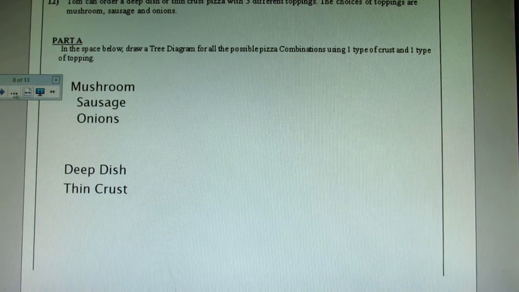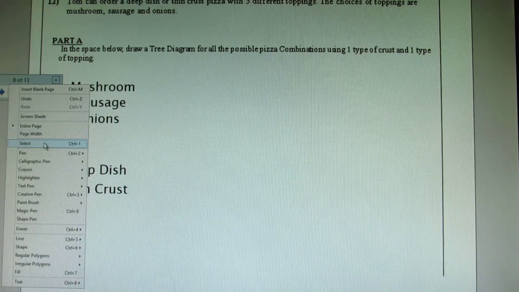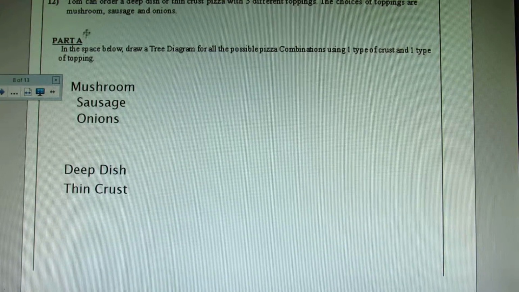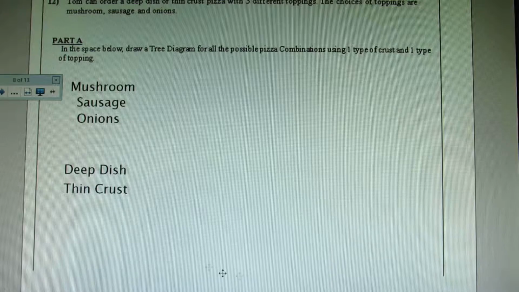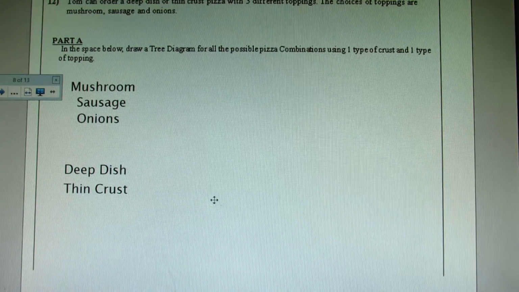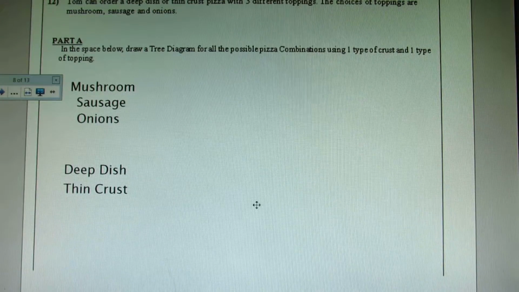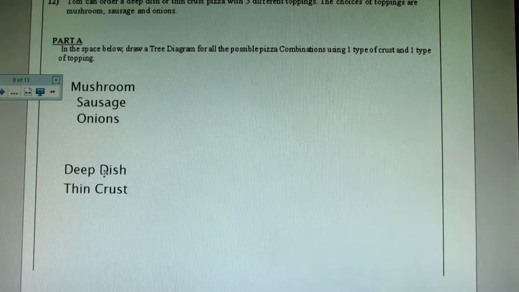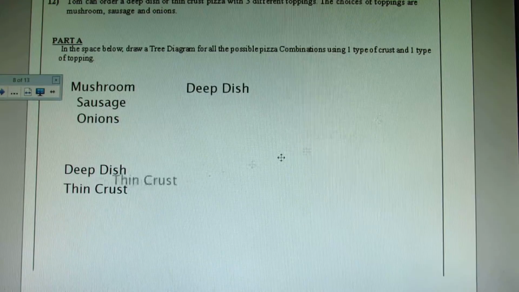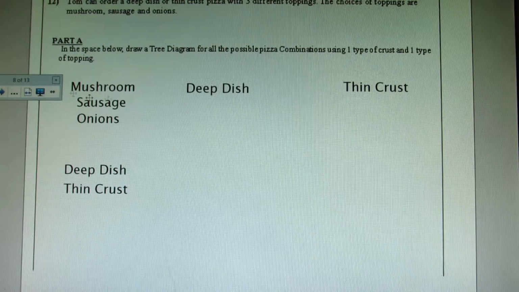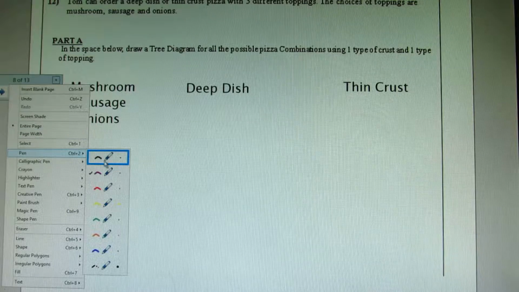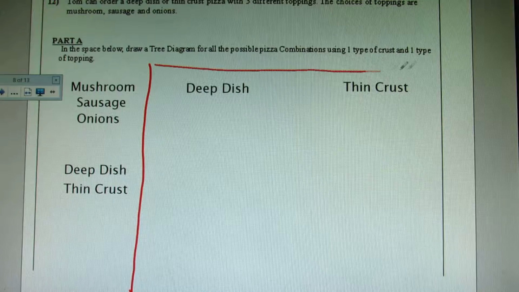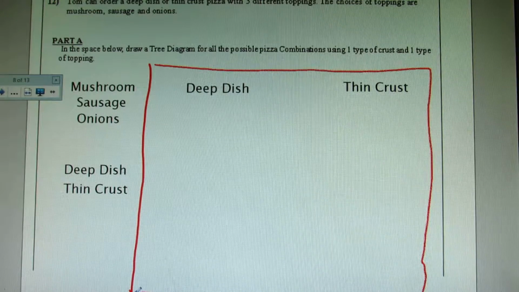Next one. Tom can order a deep dish pizza or thin crust pizza with 3 different toppings. The topping choices are mushroom, sausage, and onions. In the space below, draw a tree diagram for all the possible combinations using 1 type of crust and 1 topping. Okay, so I could start with either one I want. I'm going to start with the deep dish, the type of crust I'm picking. So I have 2 choices, deep dish or thin crust. And I'm going to just separate this with a line to show you that this is the tree diagram area. This is just my little workspace over here.